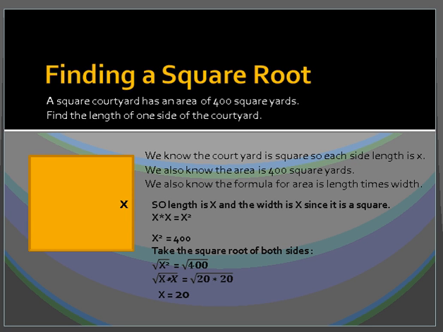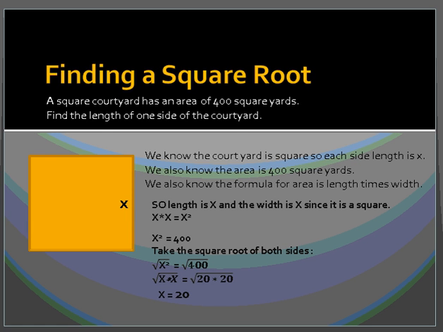Finding a square root. A square courtyard has an area of 400 square yards. Find the length of one side of the courtyard. So we know that it's square and each side length is x. We also know the area is 400 square yards. We know the formula for area is length times width. So length is x and the width is x since it's a square. So we have x times x equals x squared. We know x squared equals 400 because it told us that that's the area.